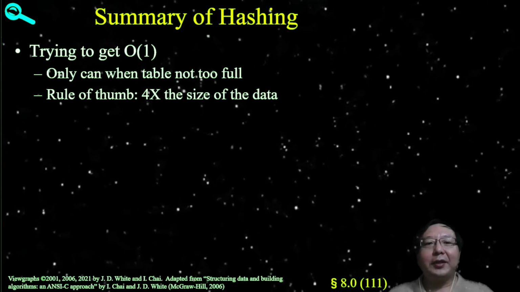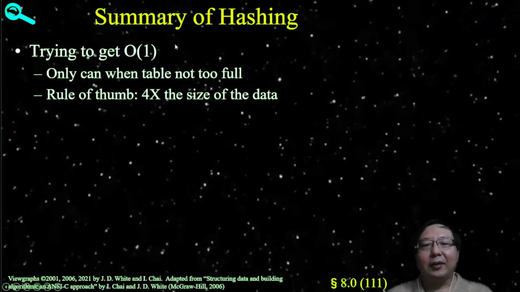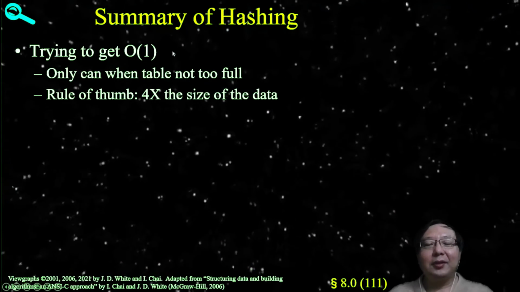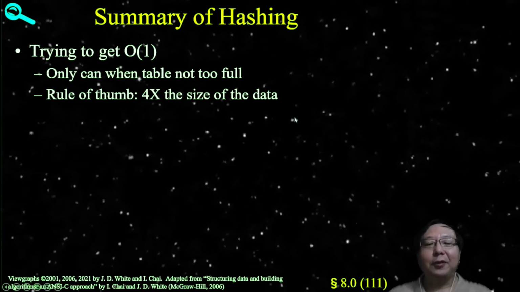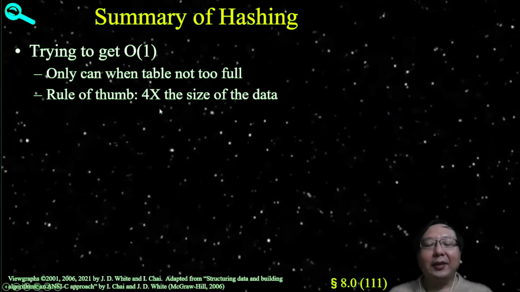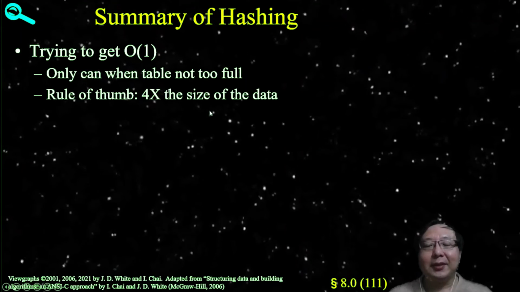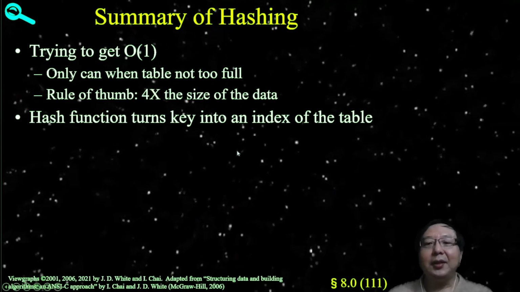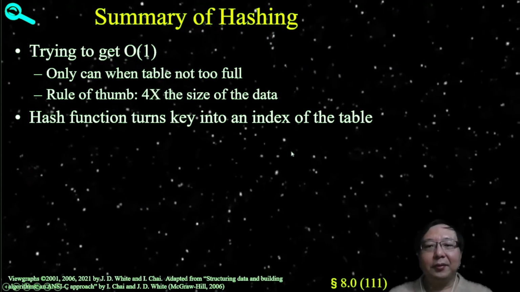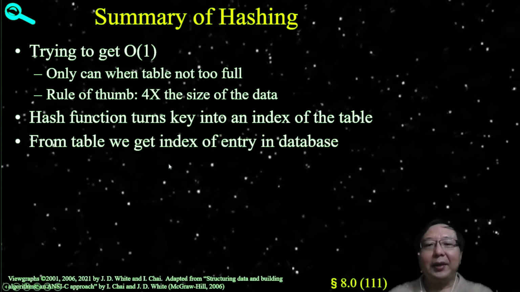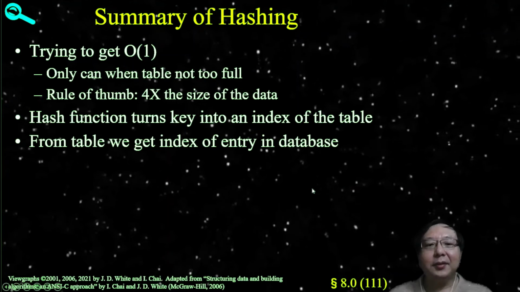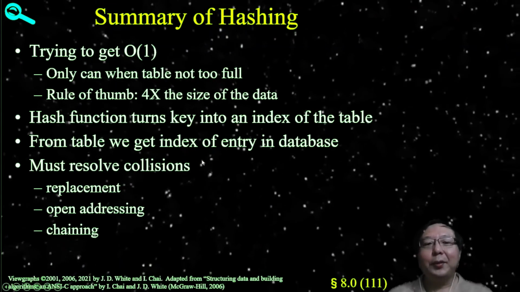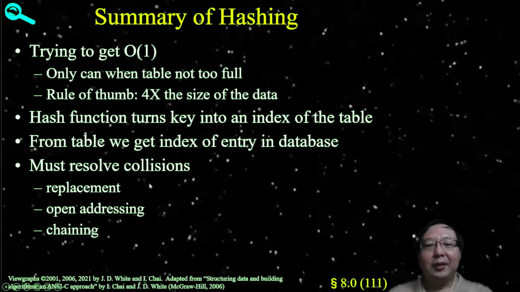So the summary of hashing is we are trying to get the same speed no matter how many things. It only works to get that kind of speed when the table is not full. So the rule of thumb is that the hash table needs to be 4 times the size of the data. The hash function turns the key into an index of the table. And from the table, we get the index of the entry in the database.